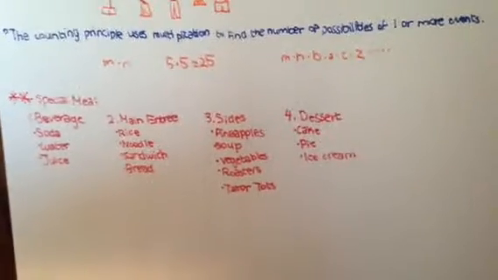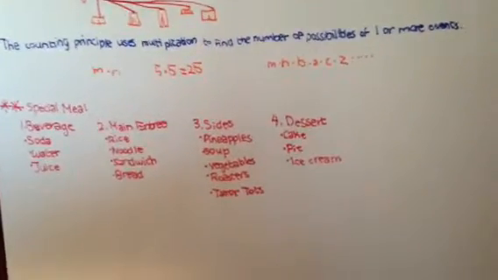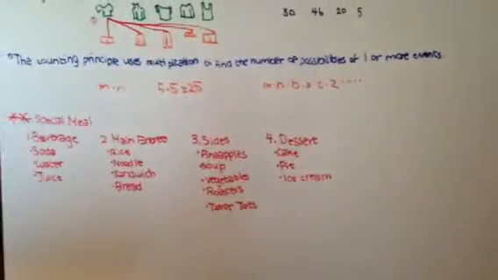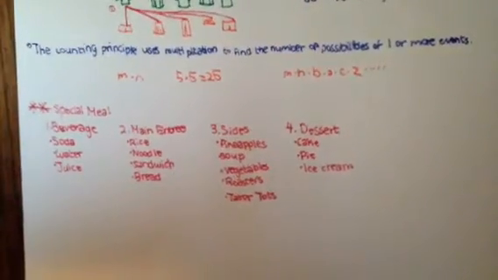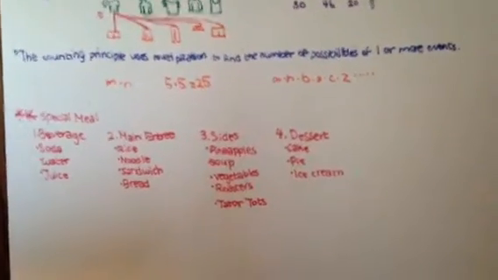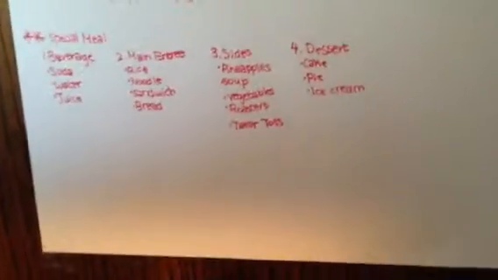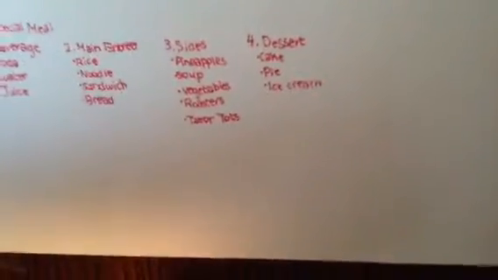Now, if I use a tree diagram, how many possibilities are there? How many combinations of meals can I choose from this meal set? There are so many ways. If I use a tree diagram to match up the beverage with the main entree, sides, and dessert, will that work? Can anyone answer my question now? Millie?